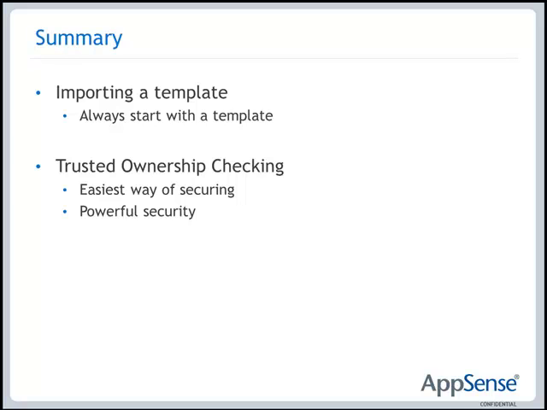Trusted ownership checking. So I think we've shown that it's the easiest way of securing an endpoint. There's no whitelisting or blacklisting. We're purely naming which accounts or which groups are allowed to install or modify the build. And obviously that means it becomes a very powerful security tool because we're only allowing those executables that have been put on the machine in the correct way.